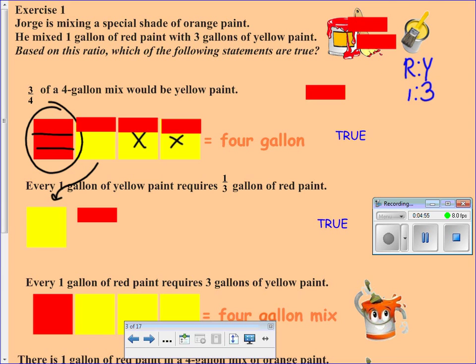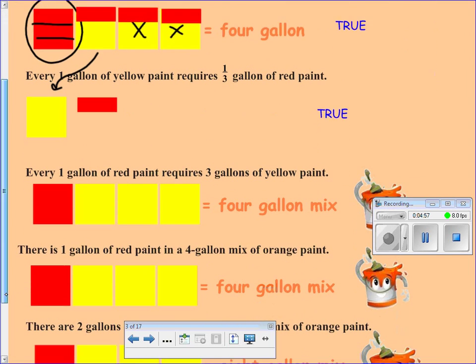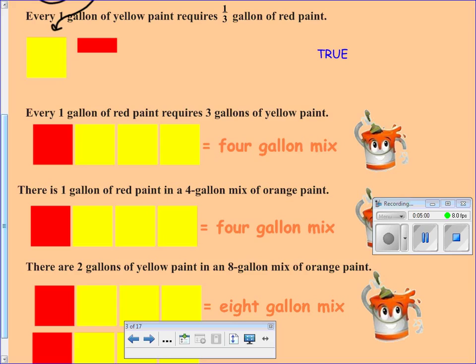All right, for the next one. For every 1 gallon of red paint requires 3 gallons of yellow paint. True or false? Look at your tape diagram. Use your paint chips in front of you if you have to. Ready, set, vote. Yes, that is true. You can see that in the picture there.